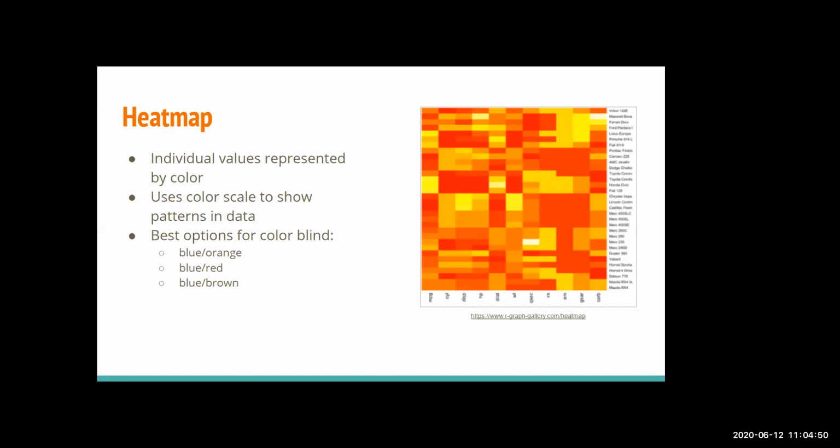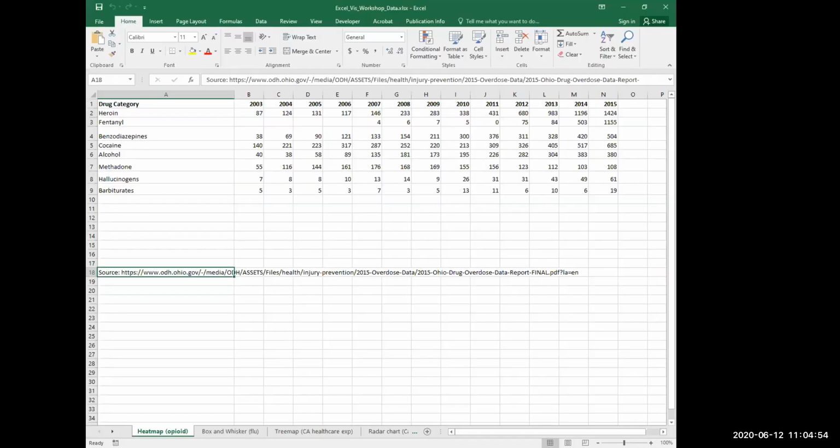Just give me one moment to do that. All right, so you should now be seeing an Excel spreadsheet on your screen. I'm on a heat map tab, and I want to take a moment to talk about the actual data set that we're looking at here. We have the number of drug overdose deaths for the state of Ohio for several drug categories for each year between 2003 and 2015.